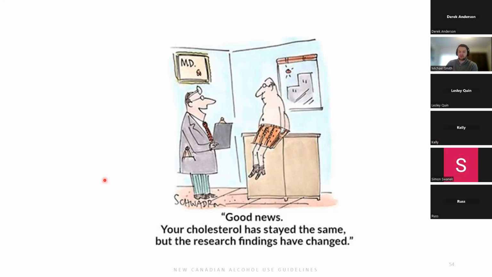But this is important because we, as future healthcare professionals, are working hard and we want to give you the most up-to-date information about your health. And so it's in our best interest to keep you healthy and to have the best information that we can.